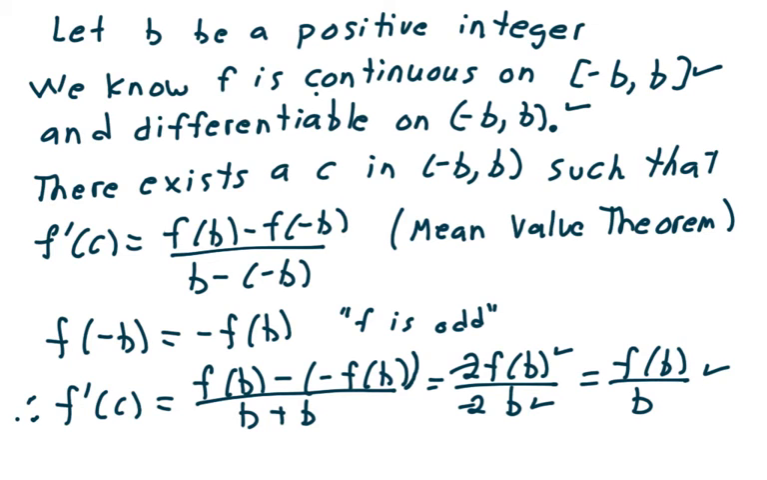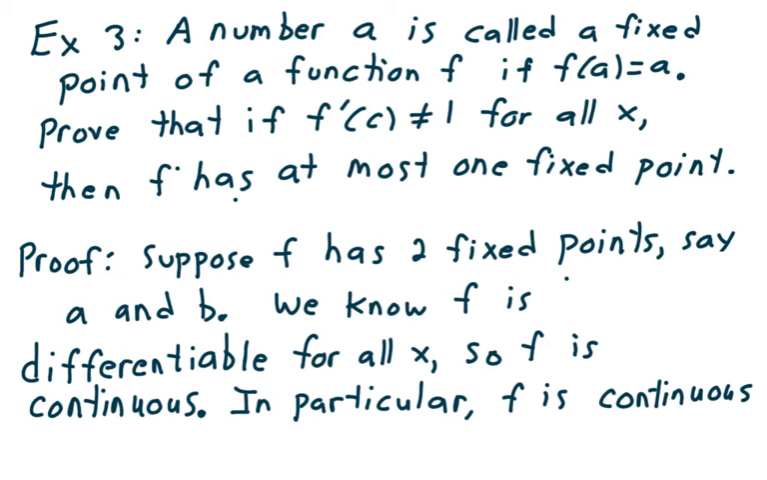So this was a really great application of the mean value theorem. And that's example 2. Let's take a look at example 3. This is a classic problem. It's a fixed point problem. A number A is called a fixed point of a function f if f of A is the same as A.